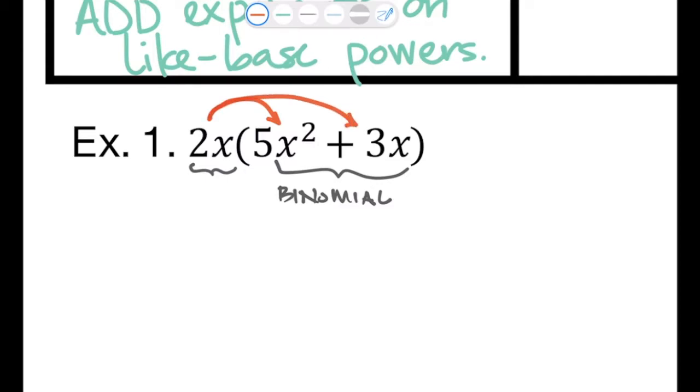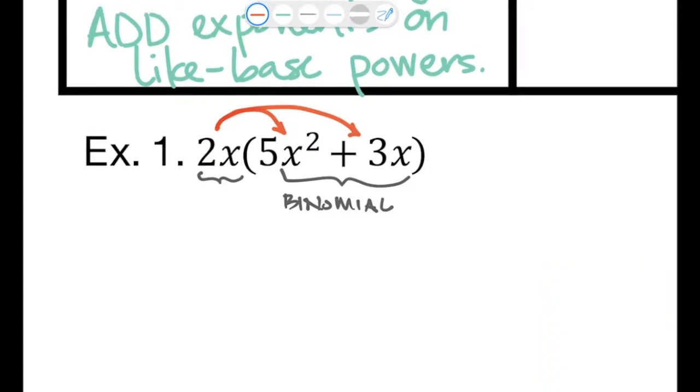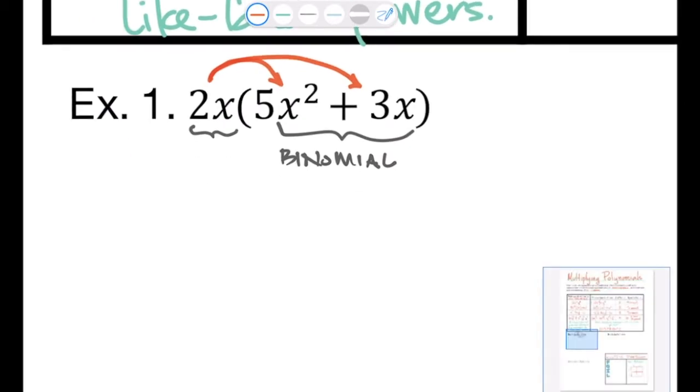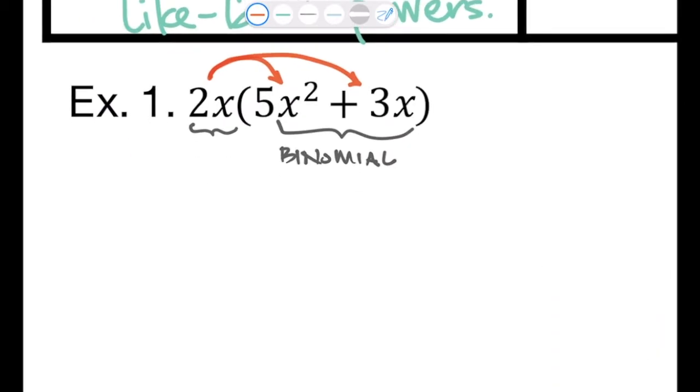Now, for each step in distribution, you're still going to use the same rules that you did before, where we're multiplying numerical bases like we always have, and we're adding exponents on variables, on powers. So here, if we say 2x times 5x squared, remember this is an x to the first, so we would end up with 2 times 5 is 10 like it's always been, and x to the first times x squared is x to the third.